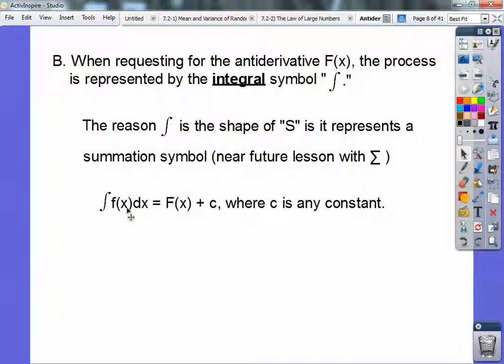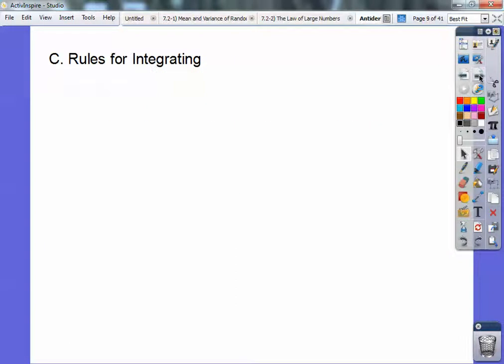So the integral of f of x dx is, remember, the antiderivative of f of x, and then don't forget the plus c. A lot of students forget the plus c, where c is any constant. We'll have several examples to do this.